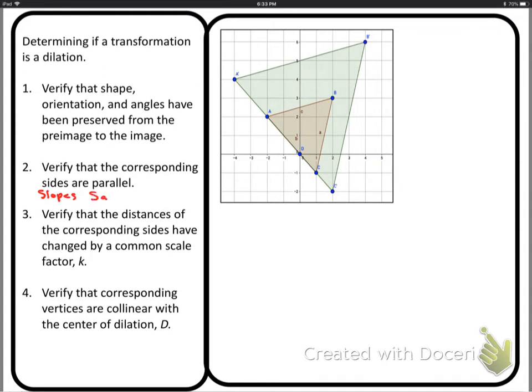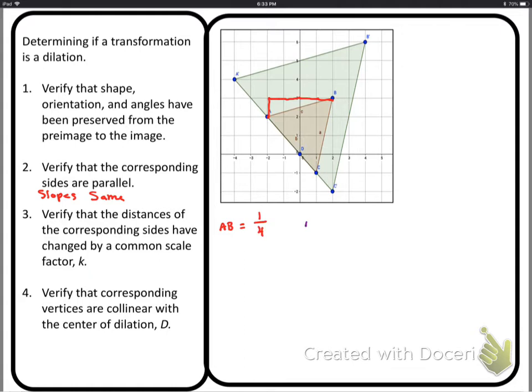Slopes, same. So the slope of A B has to be the same as the slope of A prime B prime. Remember slope is rise over run, and you always want to start on the left-hand side. So let's go from A to B. That is up 1 over 1, 2, 3, 4. So up 1 over 4.